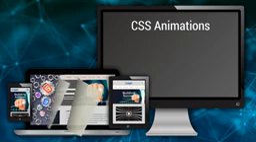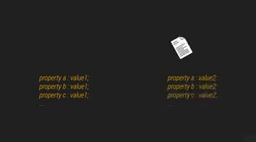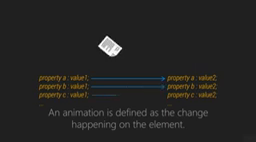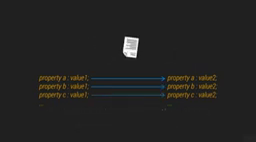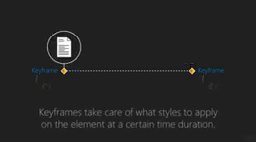CSS animations are very similar to transitions in a way that allows smooth animation of CSS properties given to an element. An animation is defined as the change happening on the element in terms of its style or properties. And to apply the animation on the element, you have to first specify the keyframes for the animation, as keyframes take care of what styles to apply on the element at a certain time duration.